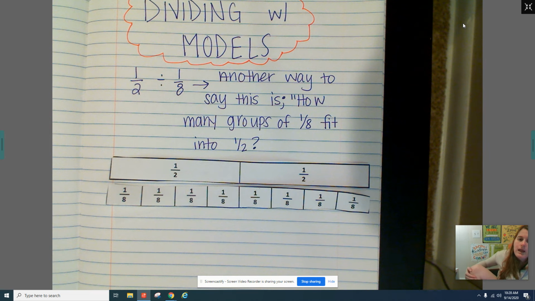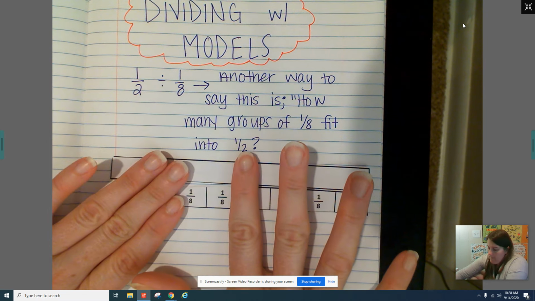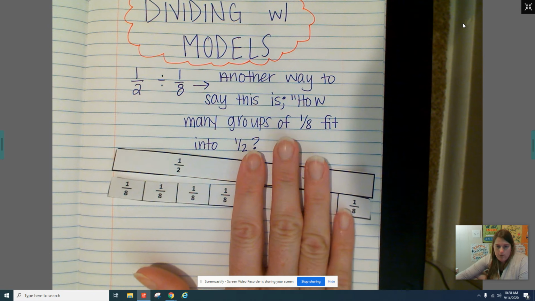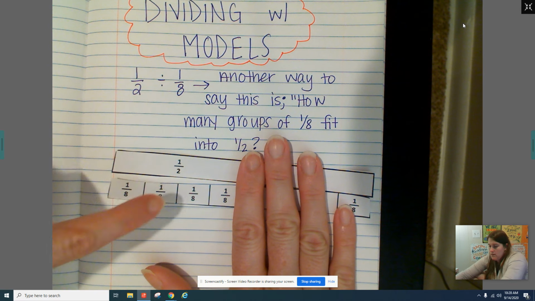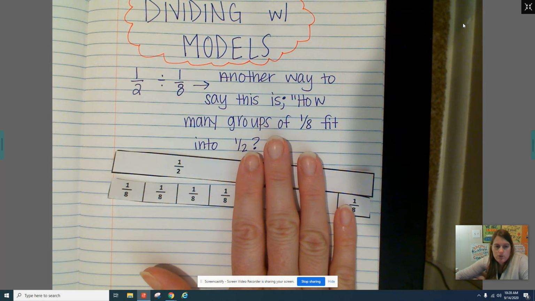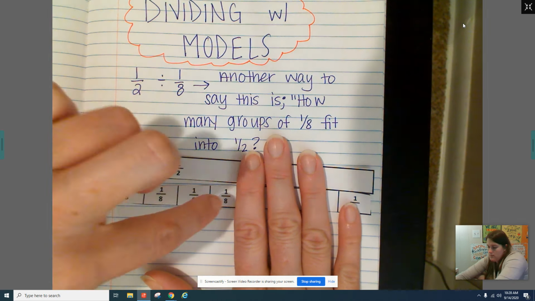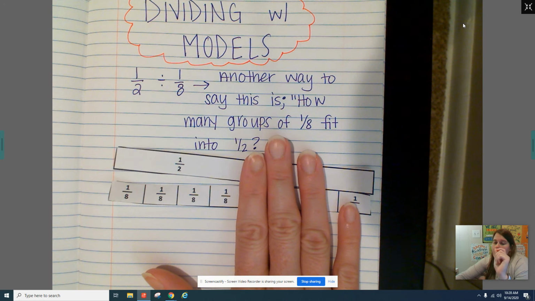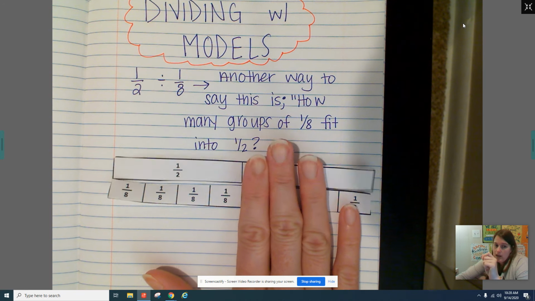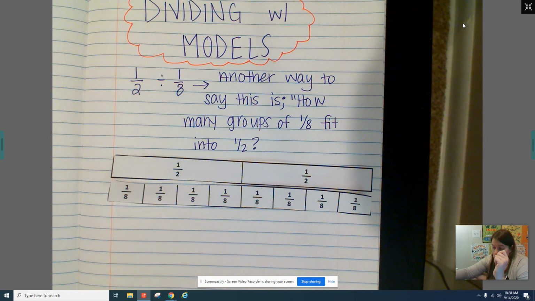So when you look at that, how many groups of 1/8 fit into 1/2? So I always put my finger right here. I'm like, okay, there's 1/2 right there. How many of the 1/8 fit into the 1/2? 4. Okay, 1, 2, 3, 4. When we draw these in class, I always have kids draw boxes, and then I make them circle every single group. And so I always say, how many circles did you draw? And that'll be the answer.